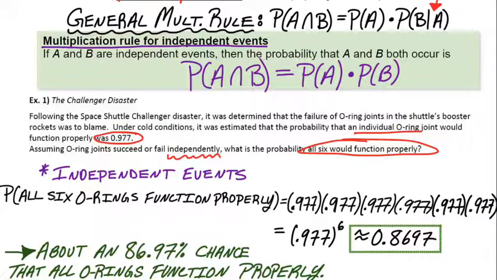The complement of that would give a 13.03% chance that one of them fails. So that's actually a pretty high failure rate here.